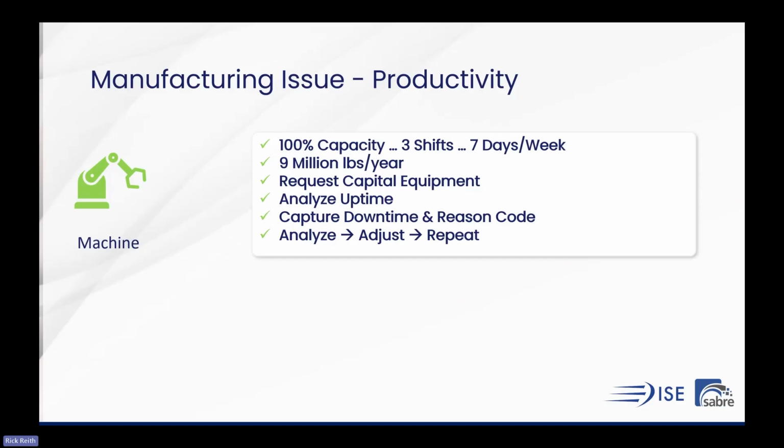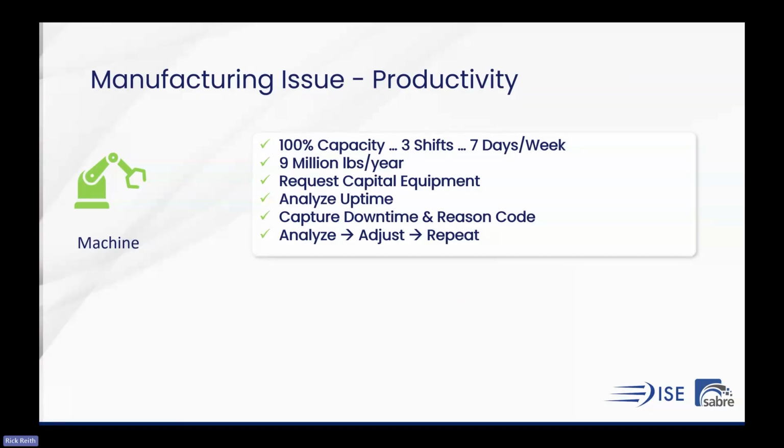Well, they were given a capital request to say, we need another machine because we're at 100% capacity. Obviously, I can't add more people because it's already running 3 shifts a day and 7 days a week. And they went to the ownership group and said, we need another machine. The supervisor, the plant manager, and the operators all told their story of why they needed this additional piece of equipment. So they backed up one step and said, let's analyze this. The piece of equipment we're looking to buy is something we already have. It's just maybe not utilized. So they started analyzing the uptime of that machine and capturing the downtime, and why it was going down was a big part of that. And then they continued to analyze, adjust, and repeat that process.